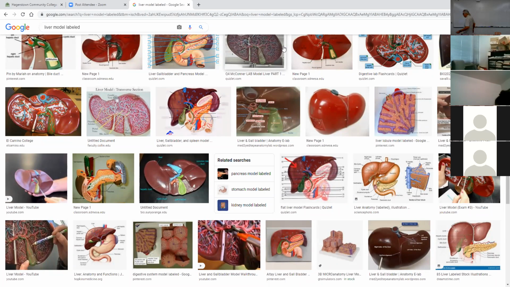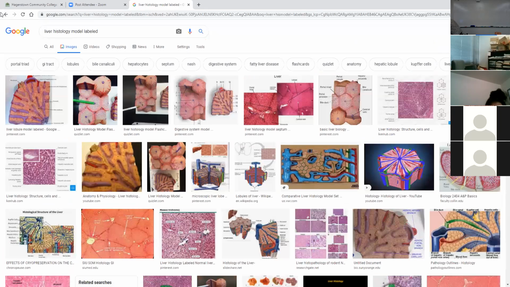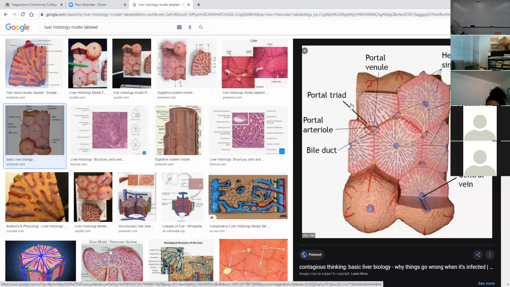Okay, then we got to go microscopic anatomy of the liver, not a slide, but a model of them. Liver histology model. Okay, here we go. This is good. So right here, we have a model that looks just like this. The liver is divided up into these lobules. They're like hexagonal.